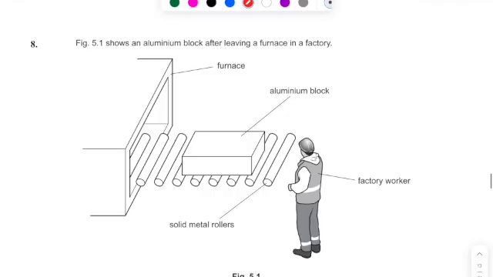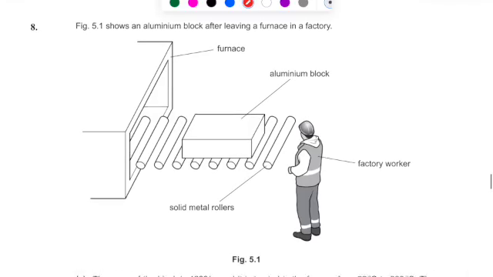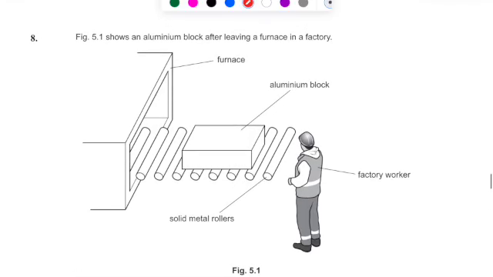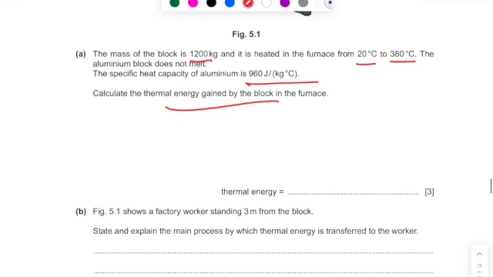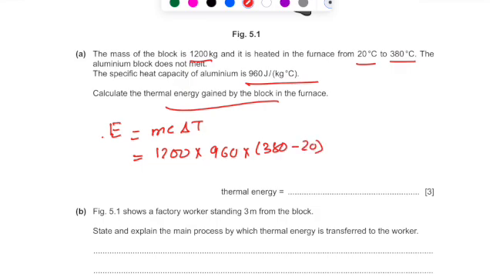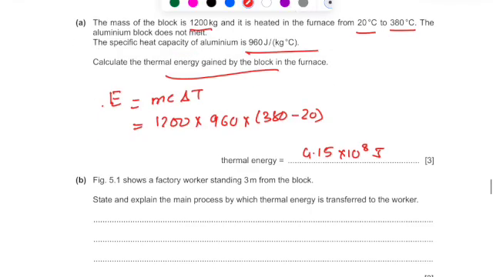Question number 8. Figure 5.1 shows an aluminium block after leaving a furnace in a factory. The mass of the block is 1200 kg and it is heated from 20 to 380. Specific heat capacity. What is the thermal energy gained? Just now we have done E equals mc delta T. M is 1200 times C is 960 times 380 minus 20. Do that, 4.15 times 10 to the power of 8 joules.